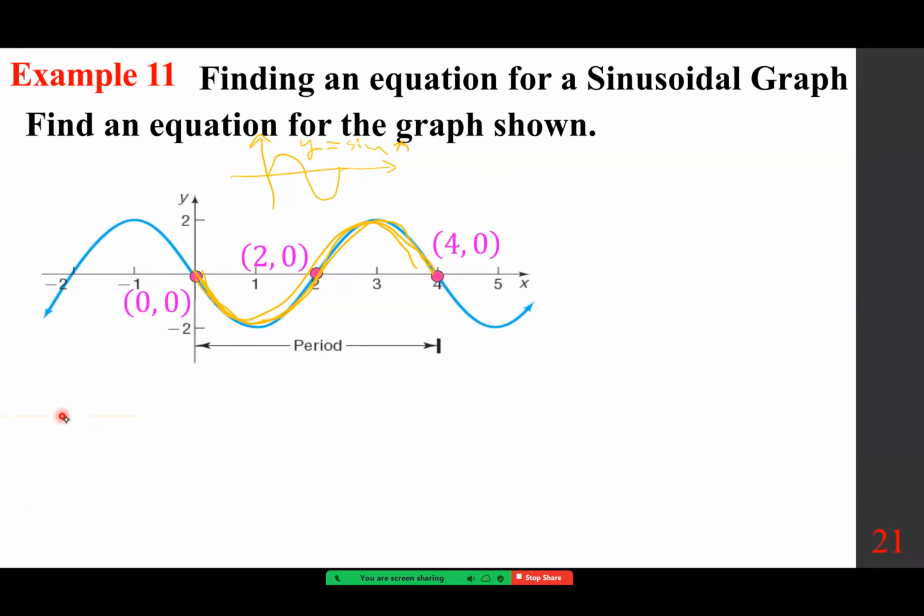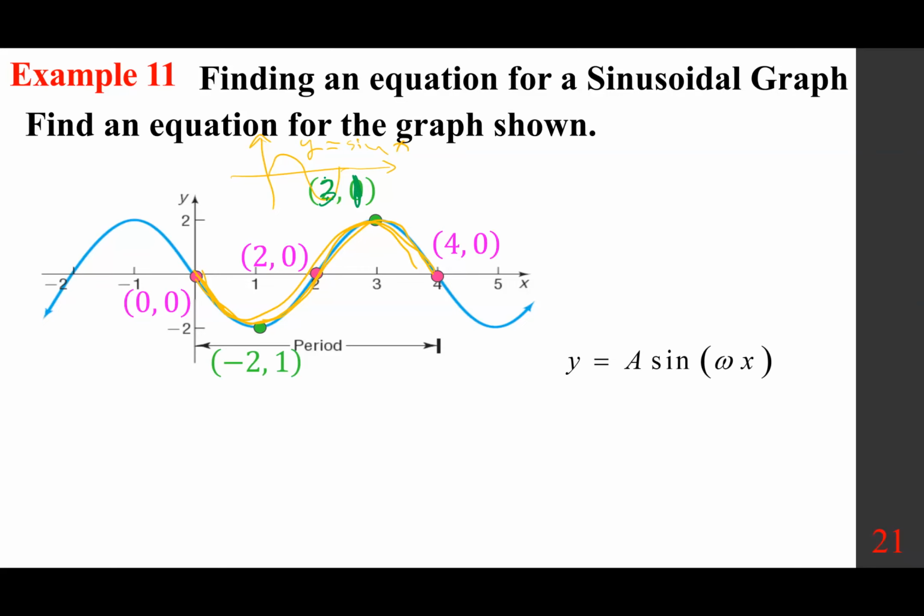So you put those pairs (0, 0), (2, 0), (4, 0), (-2, 1)... (3, 1). This is (3, 1). We're going to use the sine function.